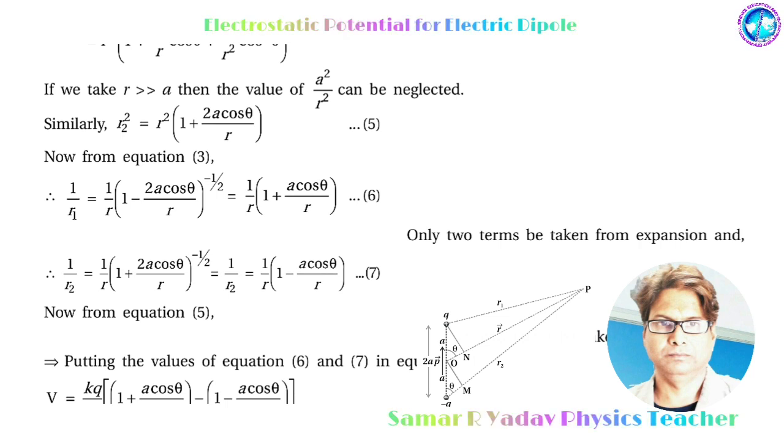Now from equation 3, 1/r1 = (1/r)(1 - 2a cos theta/r) raised to minus 1/2 = (1/r)(1 + a cos theta/r), equation 6. Only two terms are taken for expansion. Therefore 1/r2 = (1/r)(1 + 2a cos theta/r) raised to minus 1/2 = (1/r)(1 - a cos theta/r), equation number 7.